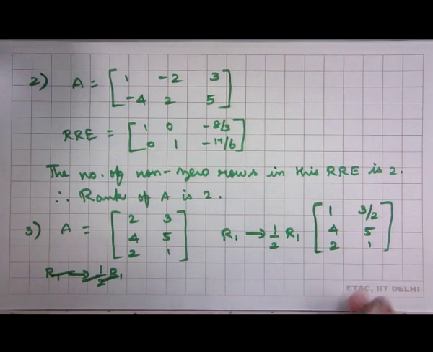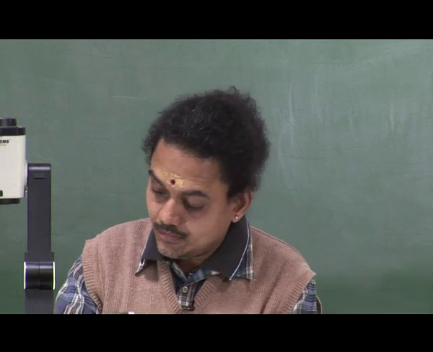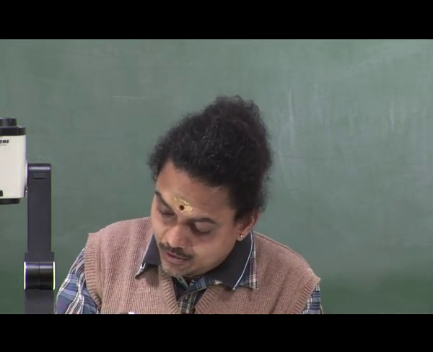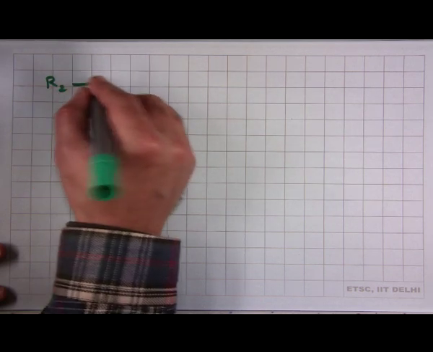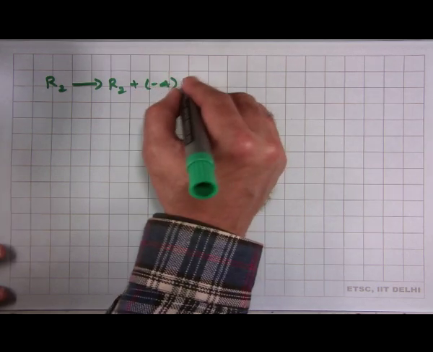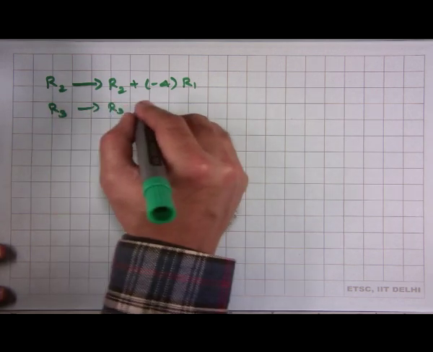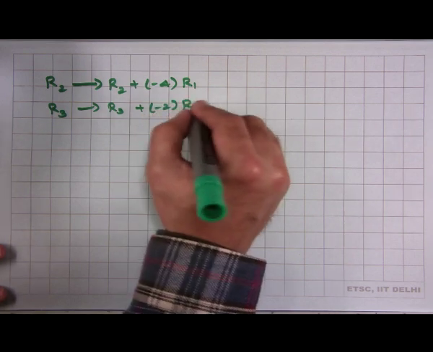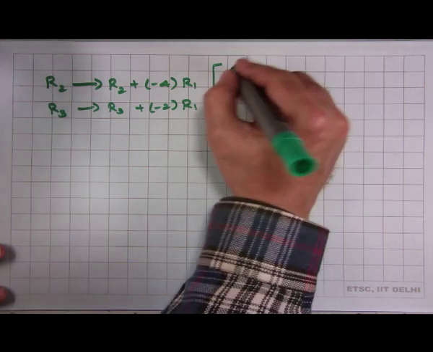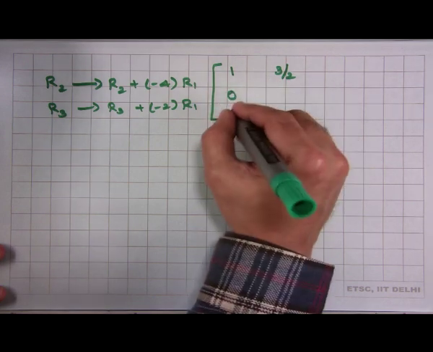Next thing that you will have to do is convert this 4 and 2 into 0. So, I will have to replace R2 by R2 plus minus 4 times R1 and R3 by R3 plus minus 2 times R1. I have 1 and 3 by 2. I will have to convert these two into 0, right. Therefore, these two operations are done.